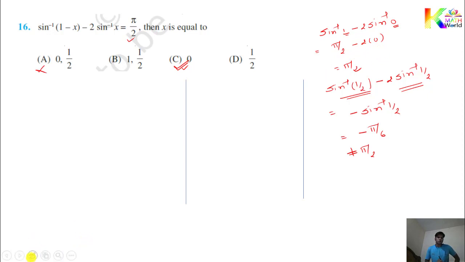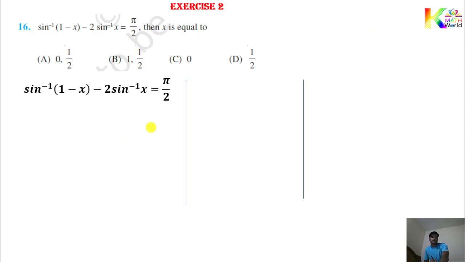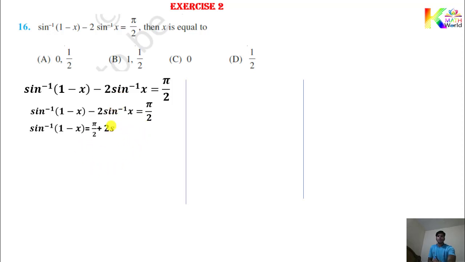So suppose you want to show your calculation, then this is your question. Taking 2 times sine inverse x to that side, we get sine inverse of 1 minus x equals pi by 2 plus 2 times sine inverse x. Now, since the sine inverse function is there, converting it on the right hand side to sine, you get 1 minus x equals sine of pi by 2 plus 2 times sine inverse x.